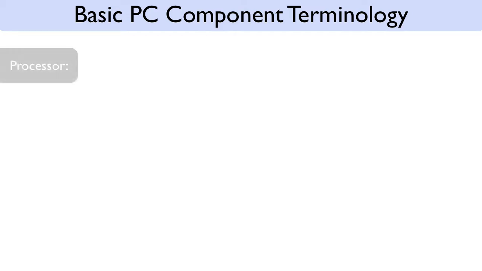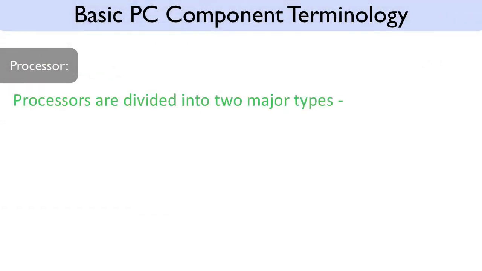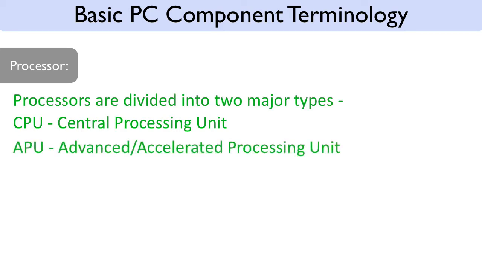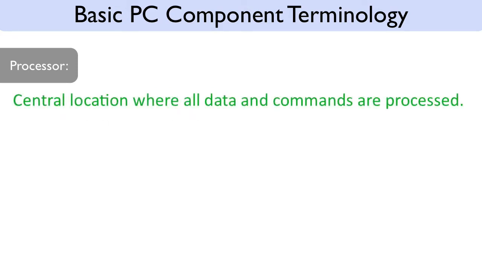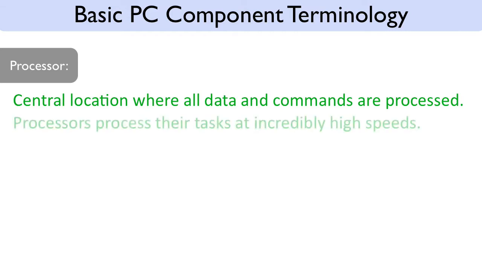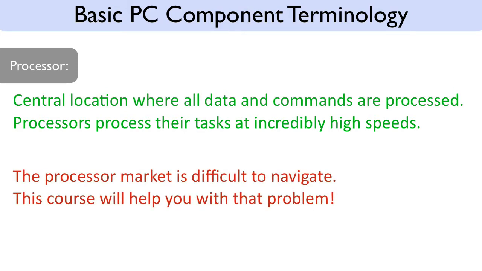Let's move on to processors. A processor, or CPU, which stands for Central Processing Unit, or APU, which stands for Advanced or Accelerated Processing Unit, is the central location where all data and commands are processed. Every bit of information runs through your processor when your computer does various tasks, and it does all of that very, very fast.